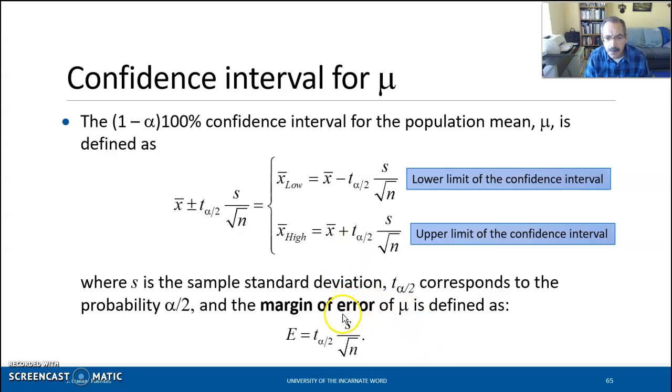Another thing I wanted to point out to you is that this part of the confidence interval is now the definition of the margin of error in terms of the t distribution. So it's the t value for alpha divided by 2 times the sample standard deviation divided by the square root of the sample size. So that's how the margin of error is defined now.